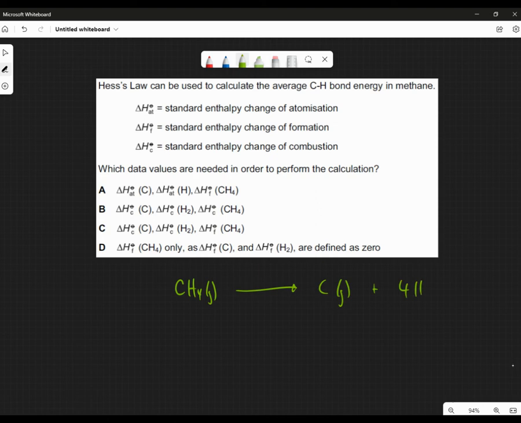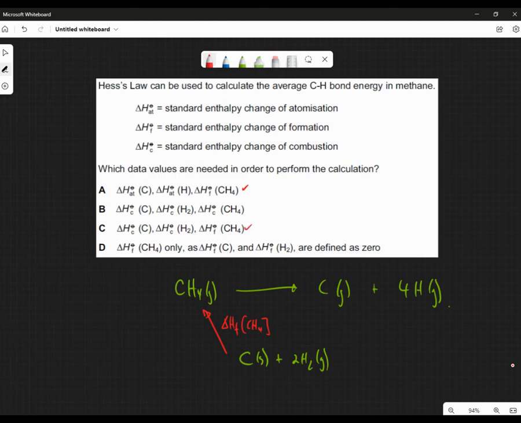4 hydrogens gas. Okay. Now, I've got to form some sort of Hess's triangle here, and I'm going to start down here with the elements in their standard state. Carbon solid plus hydrogen gas. Okay, so if I go from here to here, what's that? Well, this is the formation of methane, which I need in my Hess's law anyway. So formation of methane. So it could be A, because there it is.